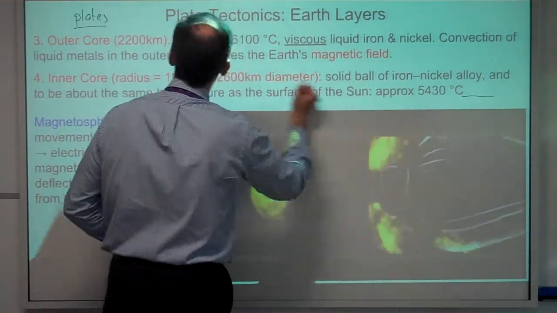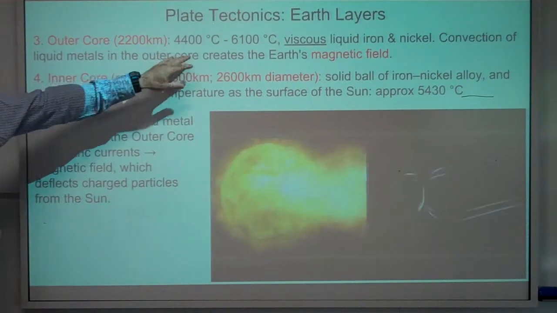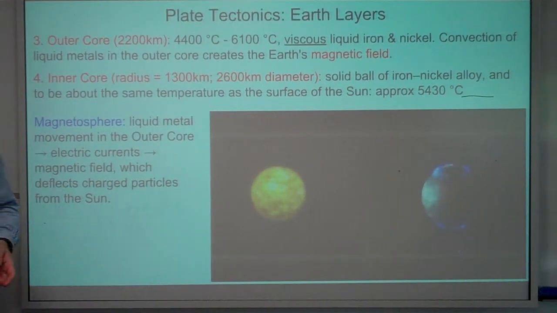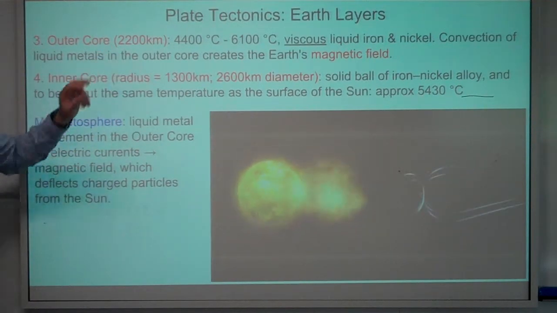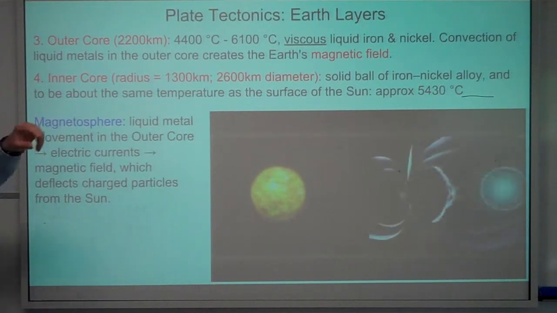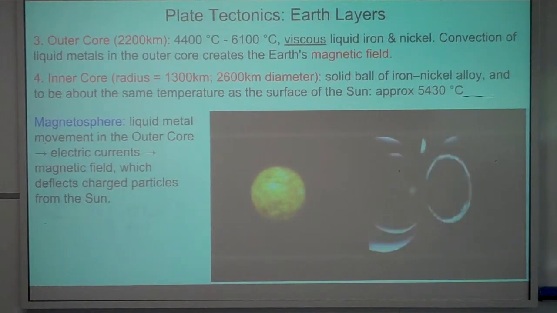So, slightly different picture here. The outer core is, see the temperatures are quite high, okay, and it's liquid nickel and iron. That's 2,200 kilometres deep. So that is one heck of a lot of nickel and iron, okay, and it is a thick liquid, and convection of liquid metals in the outer core creates the Earth's magnetic field. So again, in this liquid we have convection currents running. Okay, and that is what creates the Earth's magnetic field.